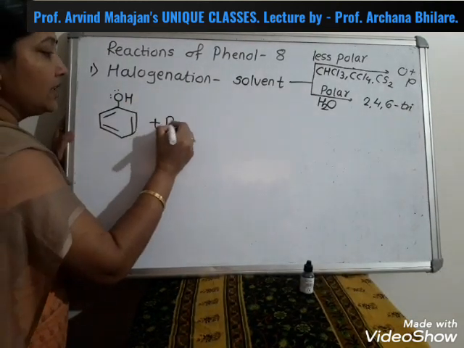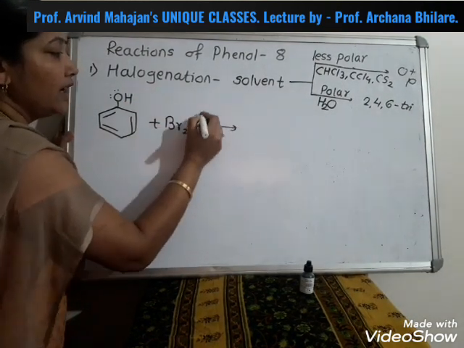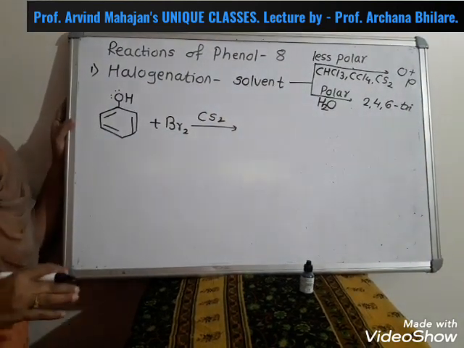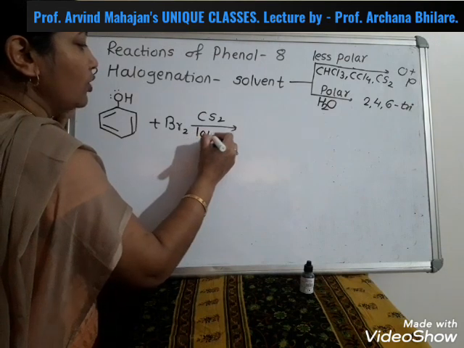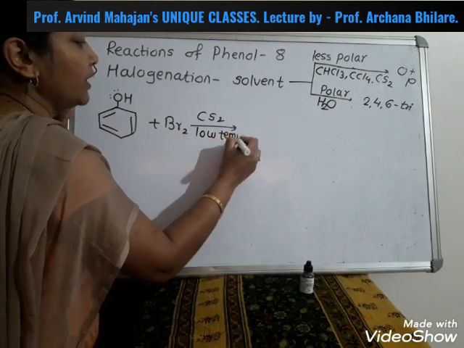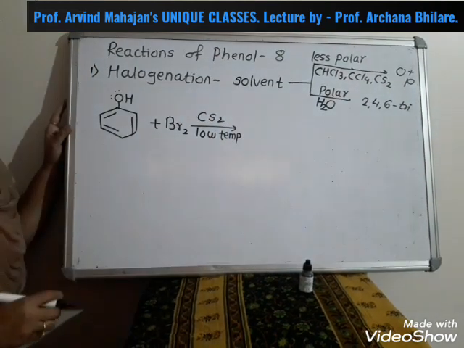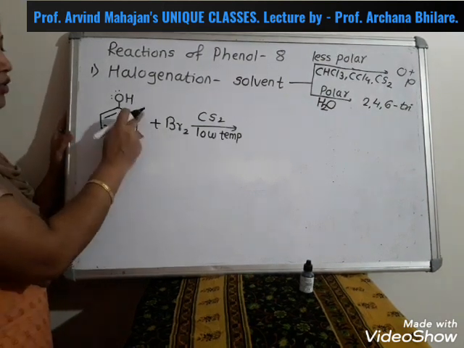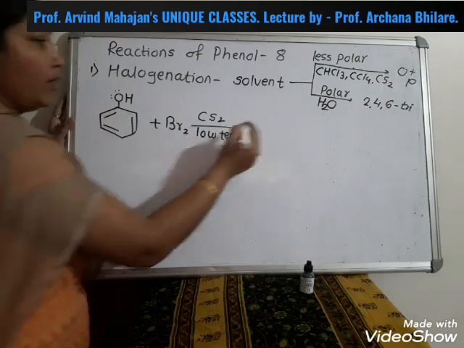Phenol reacts with Br2 in presence of CS2. At lower temperature this reaction is carried out. In the old syllabus they gave that temperature as 278. In your text they have given only low temperature. So Br goes to ortho position and para position.